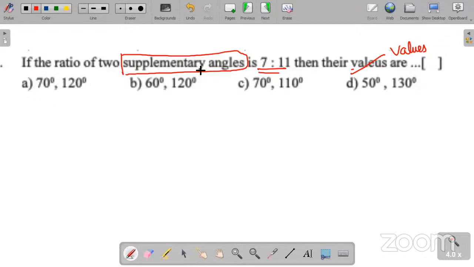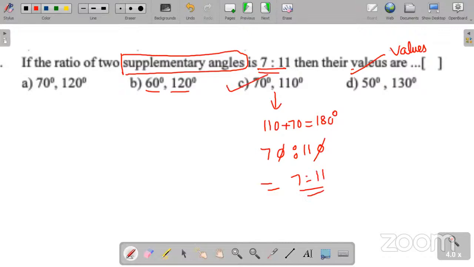See, the sum of the angles must be 180. 60 plus 120 is 180 only, but the zeros cancel and the ratio cannot be 7:1. Now add these two: 110 plus 70 is 180. Now find the ratio. 70 is to 110, the zeros cancel, 7 is to 11. So our answer is C. I hope it's very clear to you.